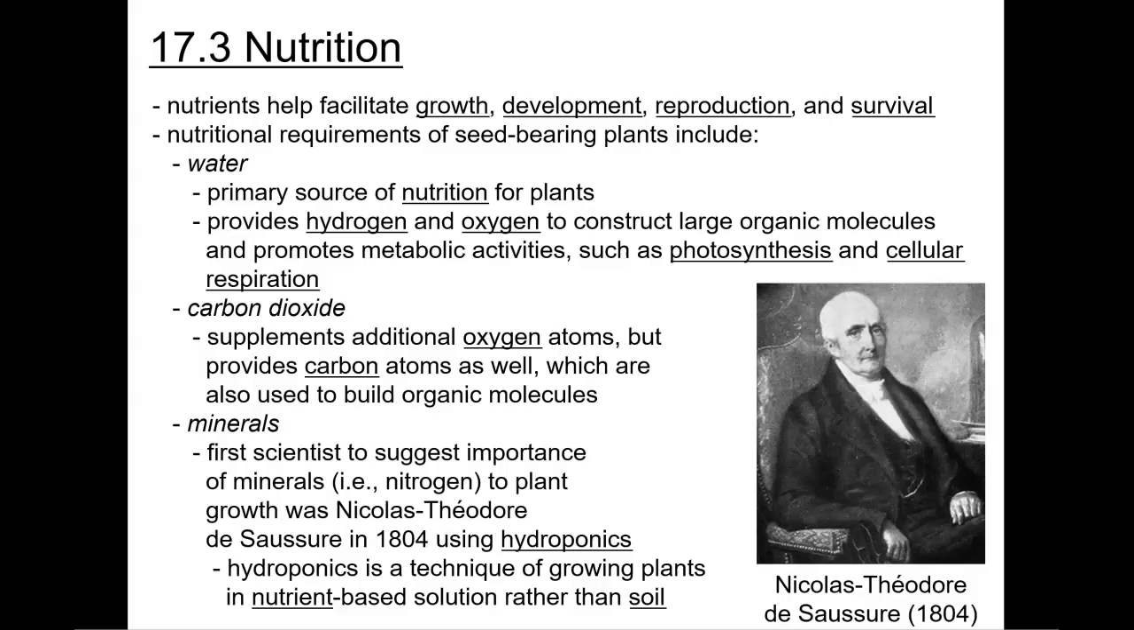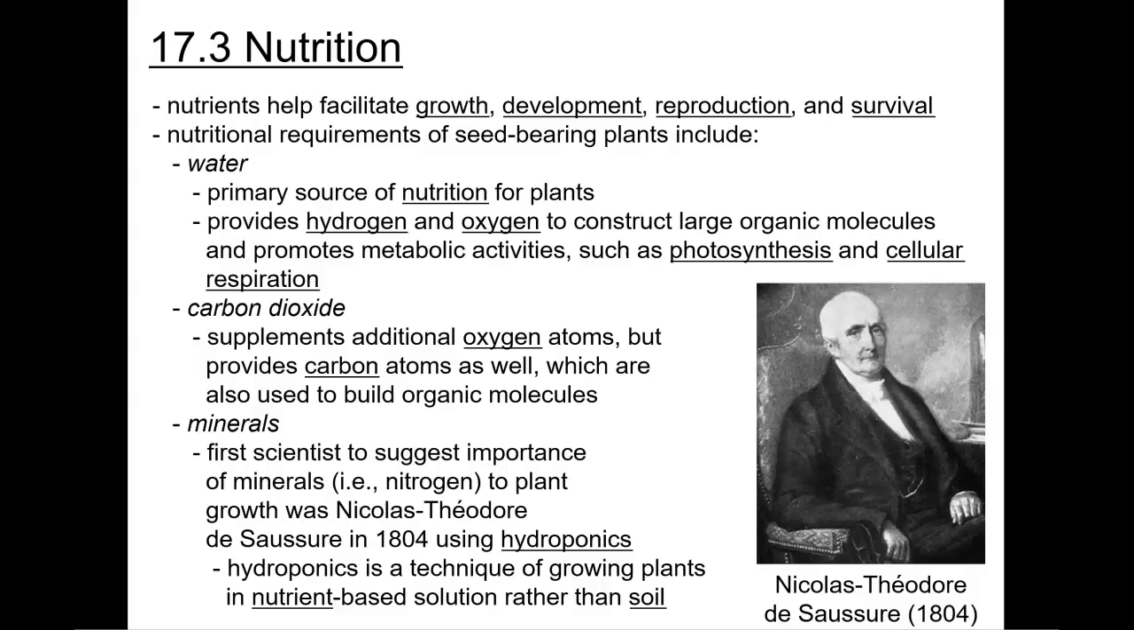Remember, the glucose is C6H12O6. So it gets that carbon and oxygen from the carbon dioxide and breaks them apart, and it's able to use that in order to make the glucose. Minerals are going to be coming in through the roots from the ground. The first scientist to suggest the importance of minerals, things like nitrogen, to a plant was Nicolas-Théodore de Saussure in 1804, and he used hydroponics.